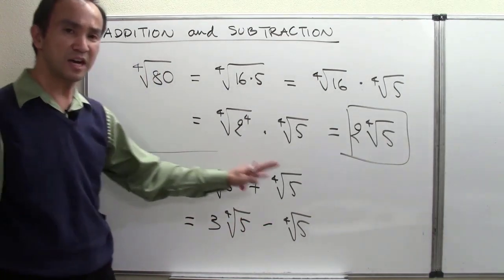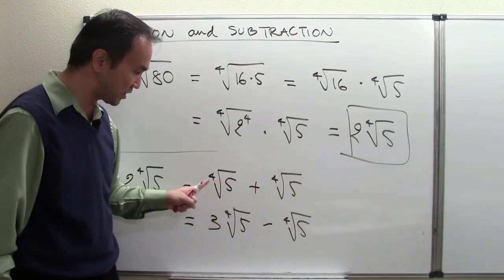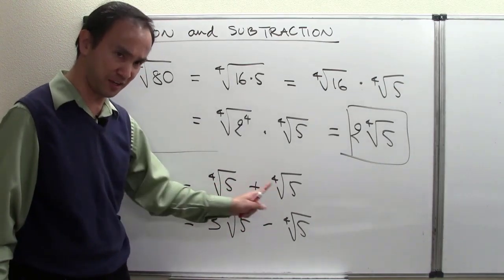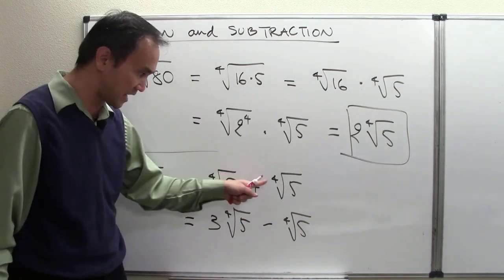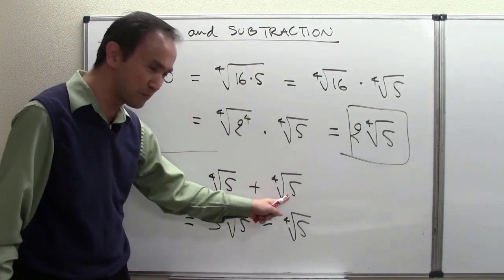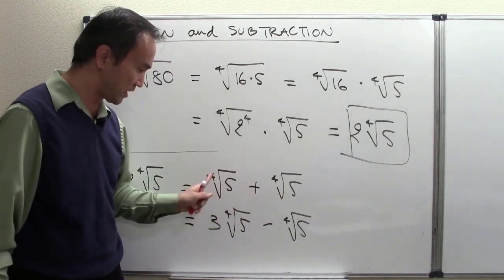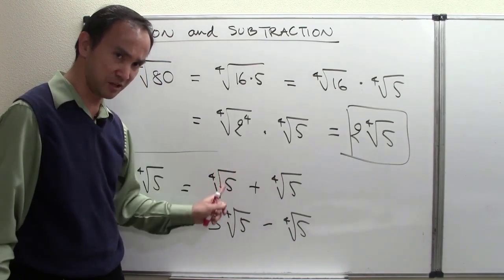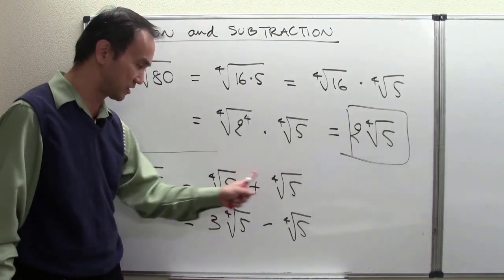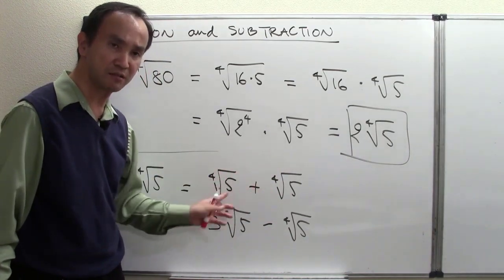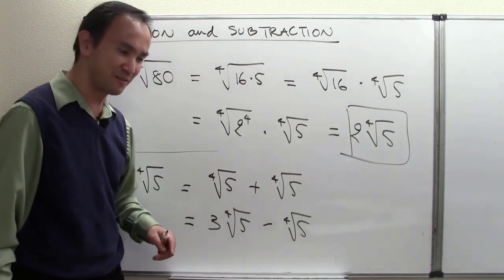So that gives rise to, hey, wait a minute, a lot of the time when two roots are exactly like terms, and be careful, it has to be exactly the same kind of root and the same number inside the root. When they are like roots, then yes, we can combine them just like combining like terms. Okay?